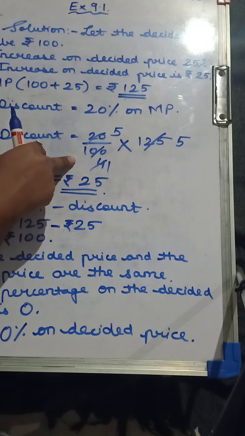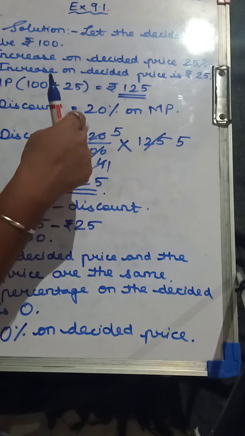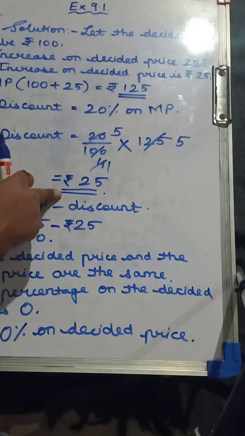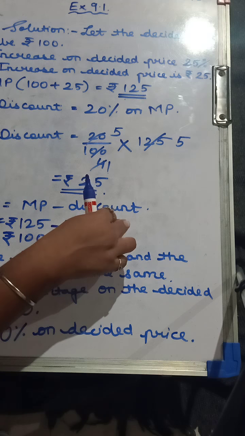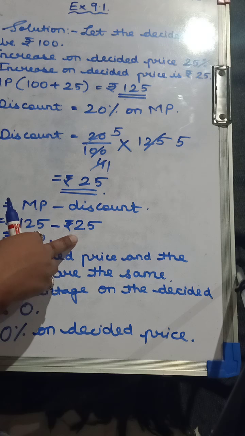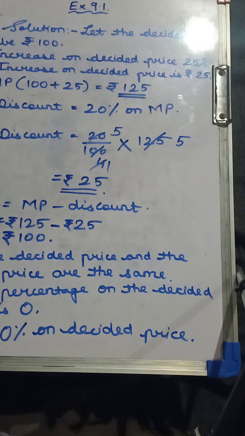So discount of 20% on the mark price, that is 125. With cancellation, again we got 25. So the selling price at which he sold the item is the mark price minus the discount he gave. The discount he gave is 25, so 125 minus 25 gives us 100. And then, according to the question, we had to write whether the amount increases or decreases. But the percentage neither increases nor decreases. It remains the same.